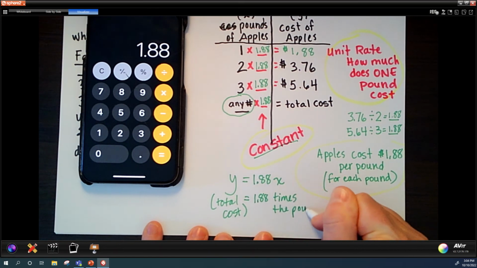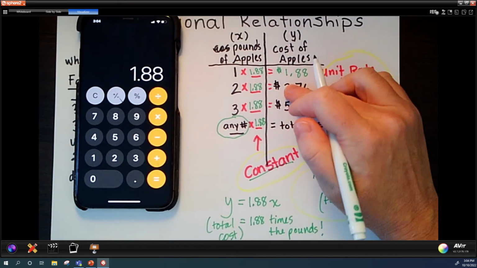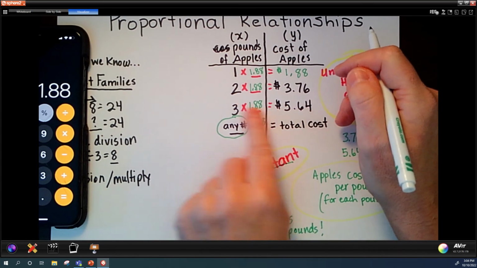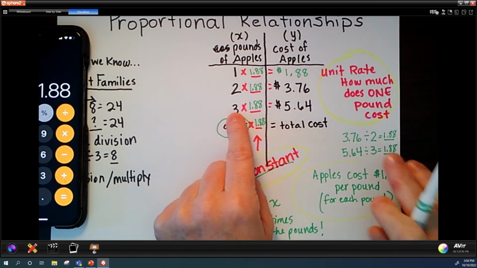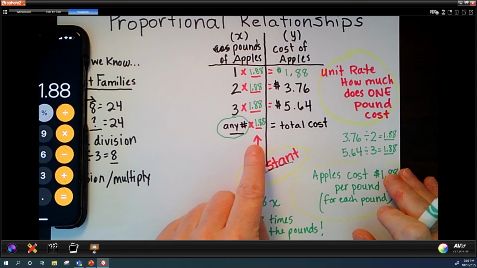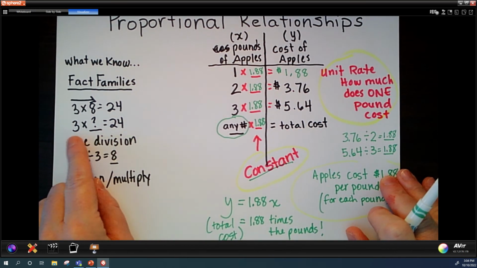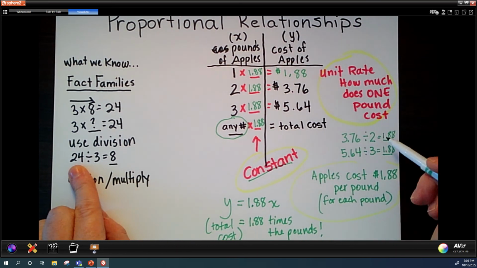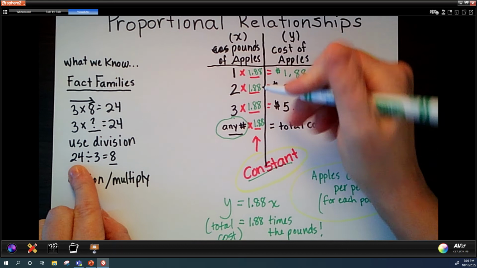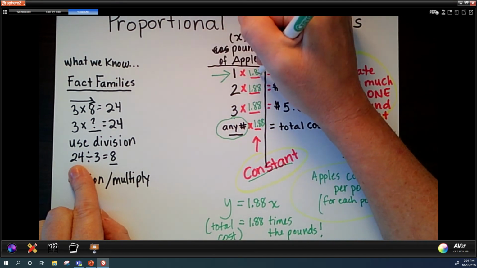And it's the pounds of apples. That's our x. Okay? All right. So when you're working function tables or relationship tables backwards, we're actually doing the inverse, or the opposite. We had to divide first to find the constant because it's the missing number. So it's like our fact family over here. 3 times what? We don't know what that what is. So we're using division. But once we have the constant, then we can just go straight across. Multiply. 1 times 1.88.